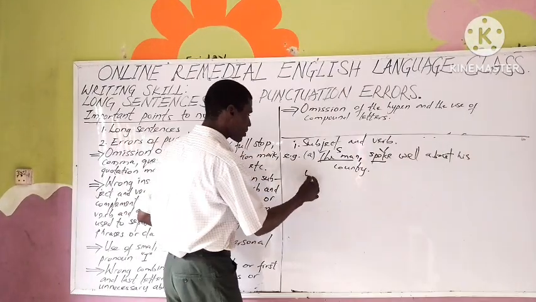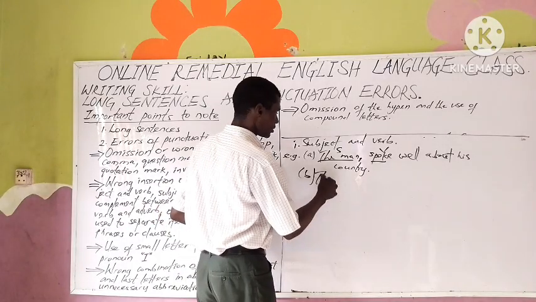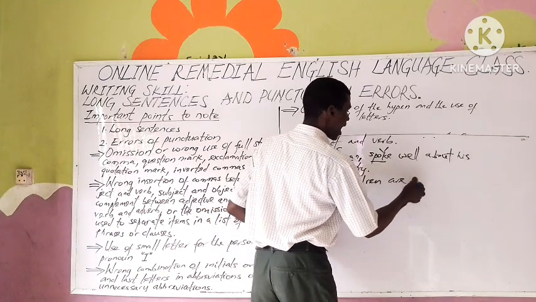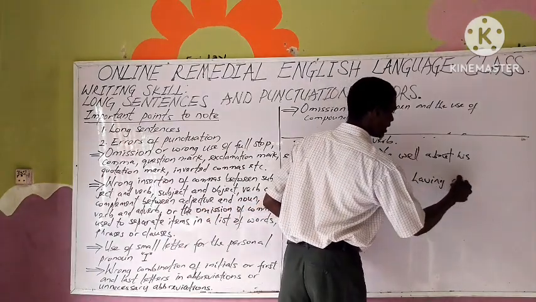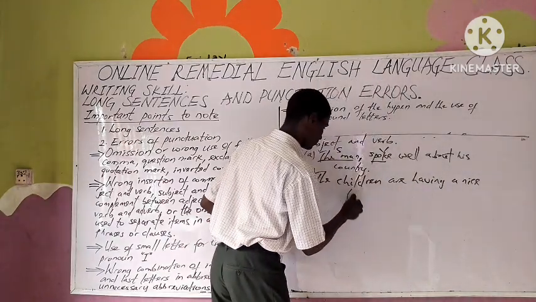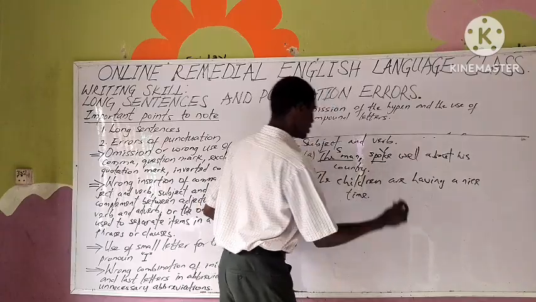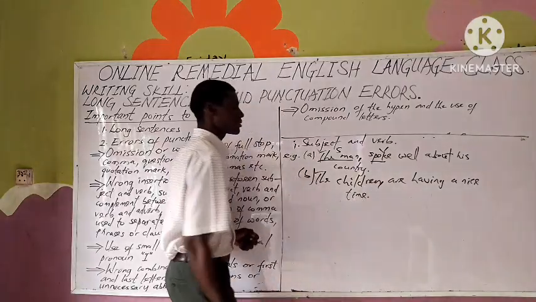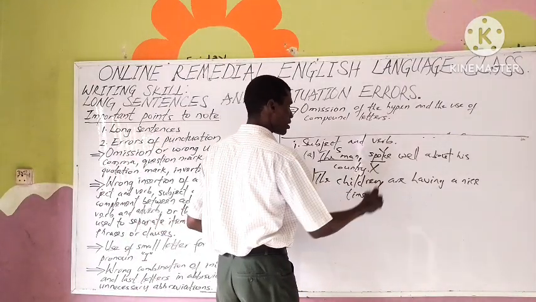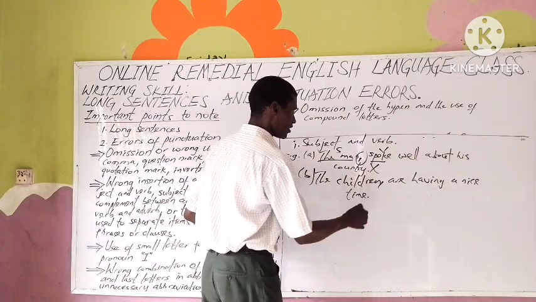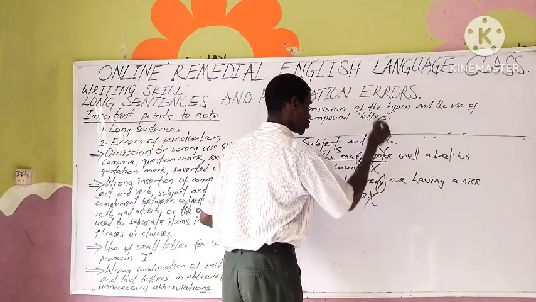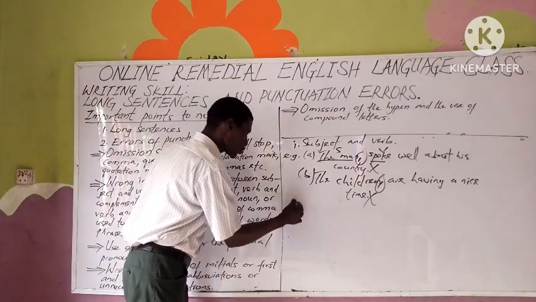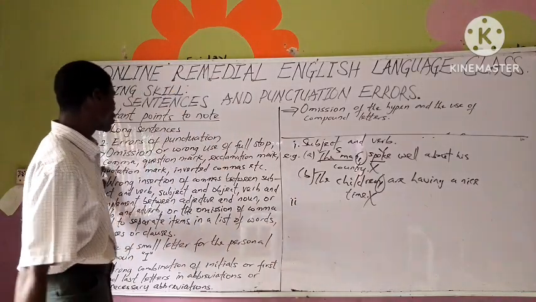So can we have another one quickly? The children are having a nice time. So you are now dividing this. This is wrong. It should not be there. This is also wrong. It should not be there. Please take notes.